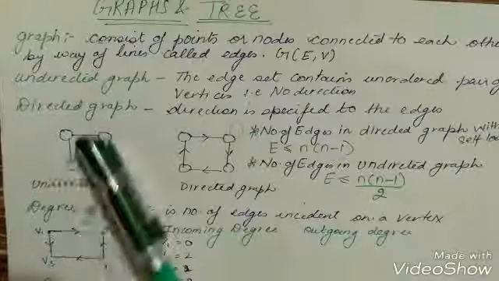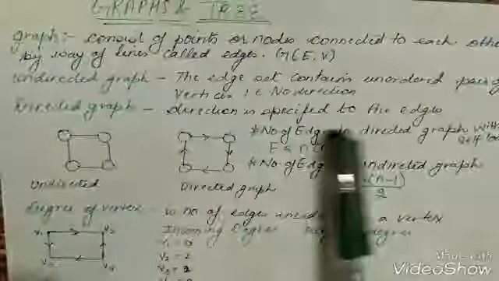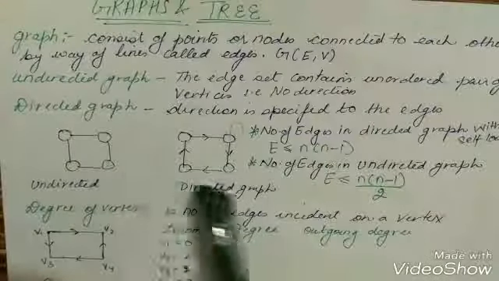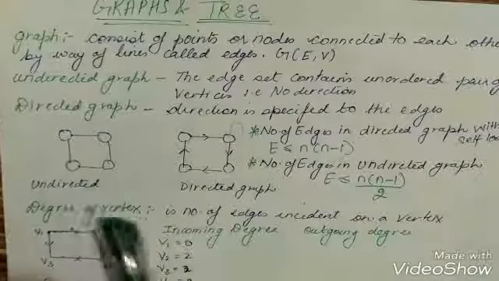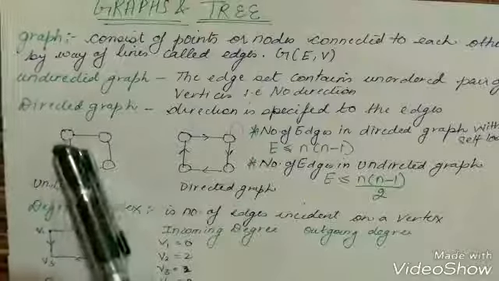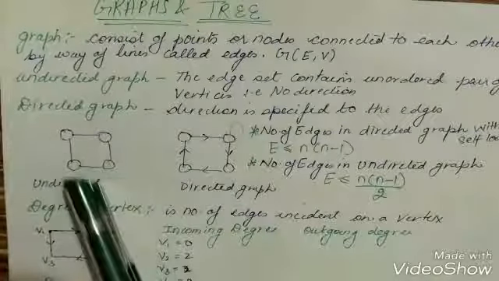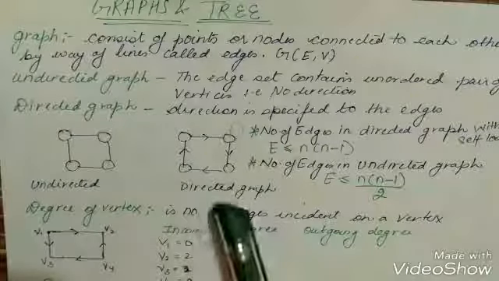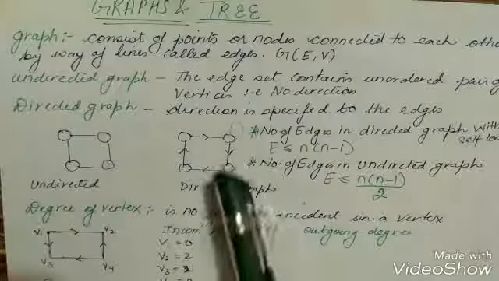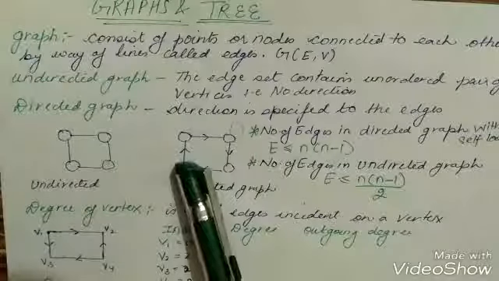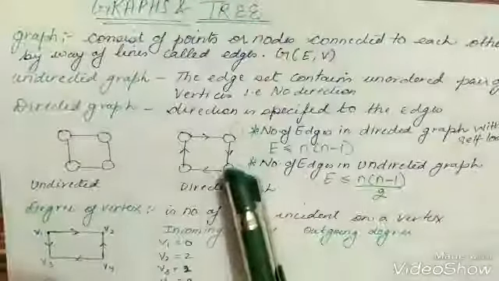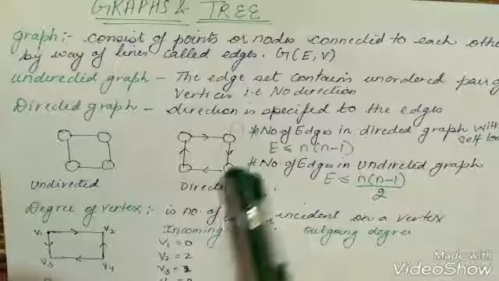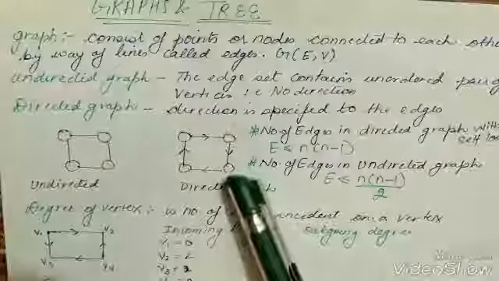But in a directed graph, we can see that direction is specified to the edges. Here we have two examples, of an undirected and of a directed graph. Here we can see that four nodes are connected to each other with the help of edges, but no direction is specified. And here in a directed graph, we can see that a number of edges are there with some direction given to them, like they are moving from this point to this point.